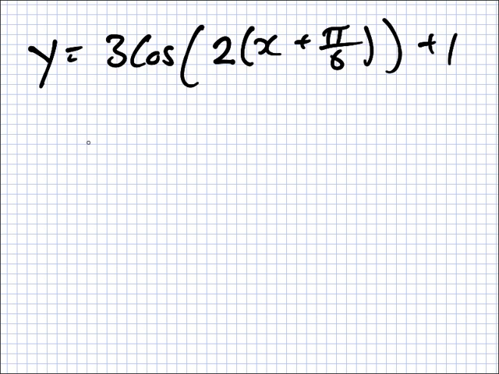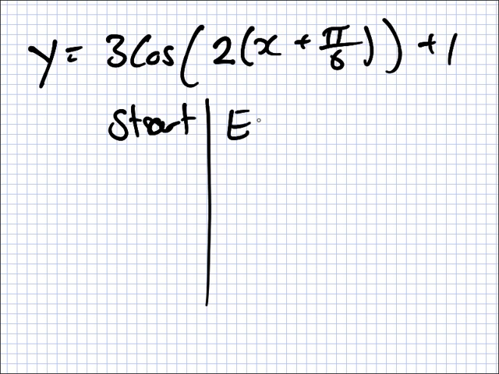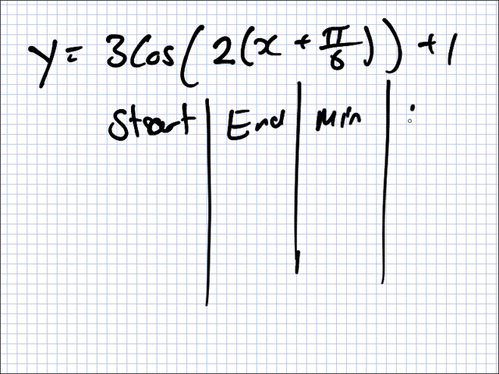So let's make our table. What have we got? Start, end, min, max. 0, 2 pi, minus 1, 1.